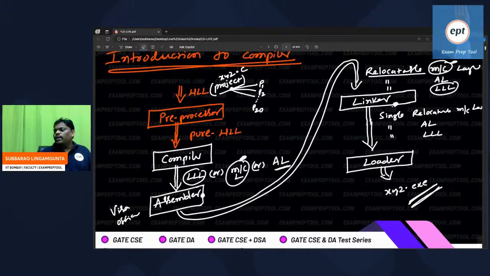What will the linker do? It will link. What will the loader do? It will load. What will the assembler do? It will create relocatable machine language. What will the compiler do? High level to low level. What will the preprocessor do? High level to pure high level.